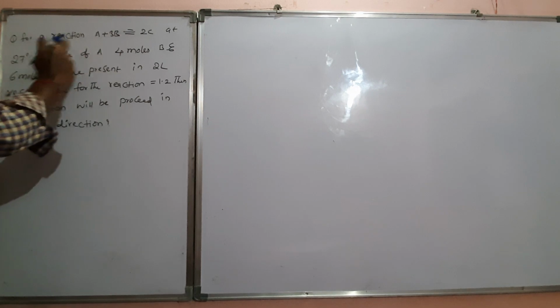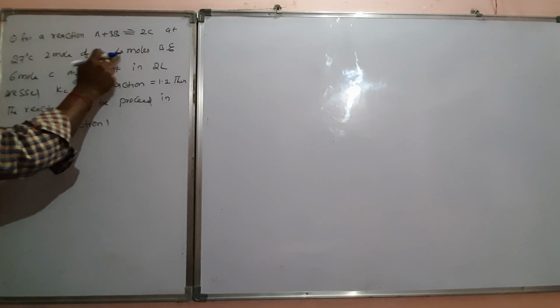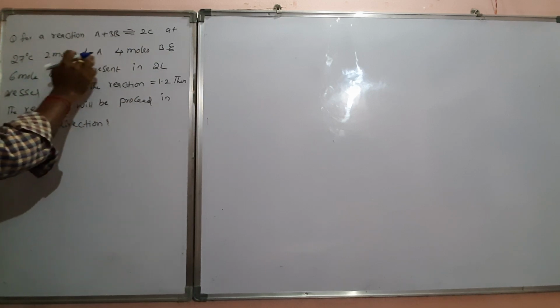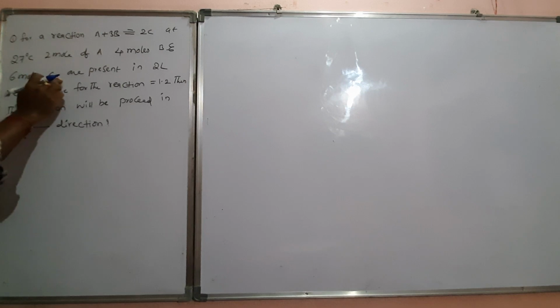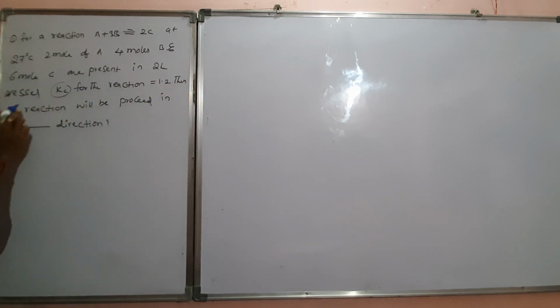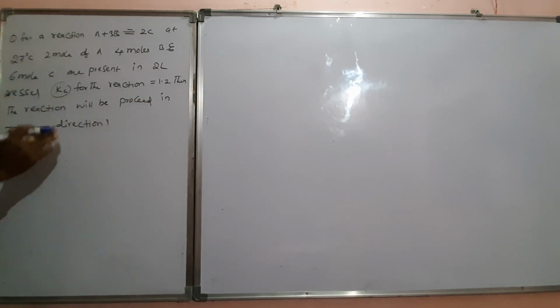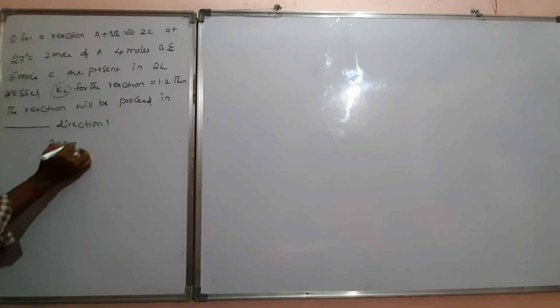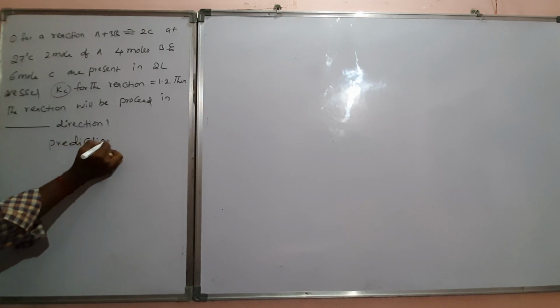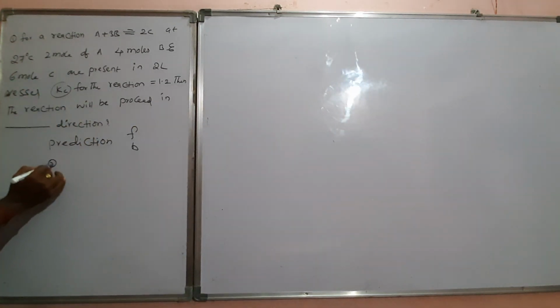So next question. For a reaction A plus 3B gives 2C at 27 degrees centigrade, 2 moles of A, 4 moles of B and 6 moles of C are present in a 2 liter vessel. Kc for the reaction is 1.2. Then in which direction will the reaction proceed? This is nothing but prediction of a reaction. We have to predict whether the reaction will move in the forward or backward direction. For this we need to calculate the reaction quotient. Qc stands for reaction quotient.